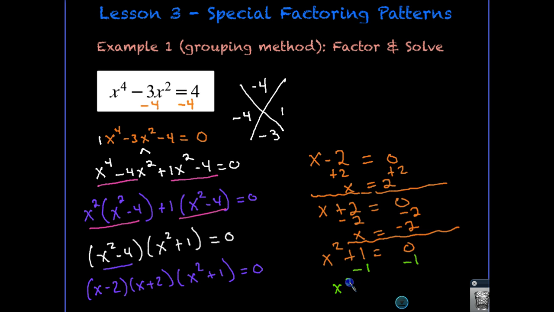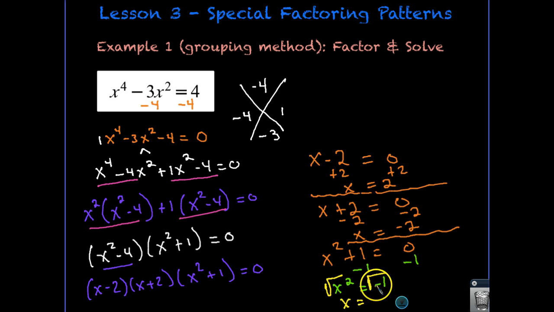So now I have x squared equals negative 1. Well, in order to solve for x, I have to take the square root of x squared, which means I need to take the square root of negative 1. The square root of x squared is x, but what is the square root of negative 1?